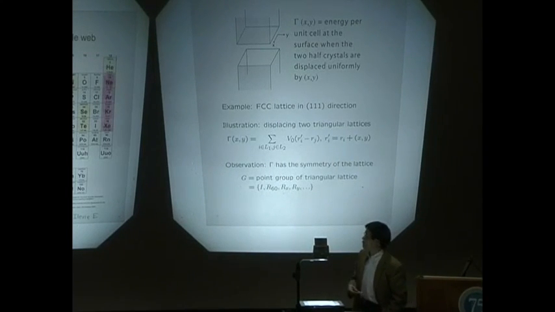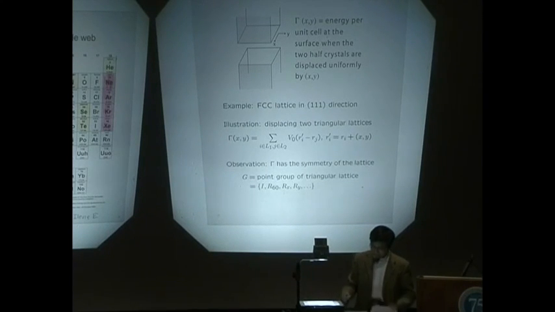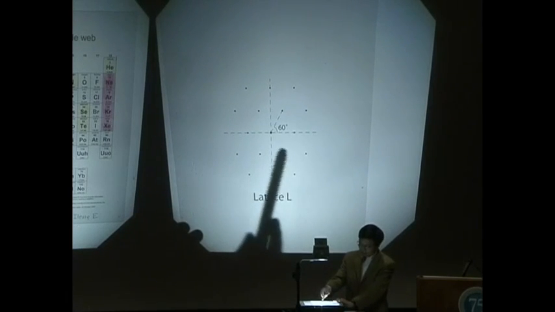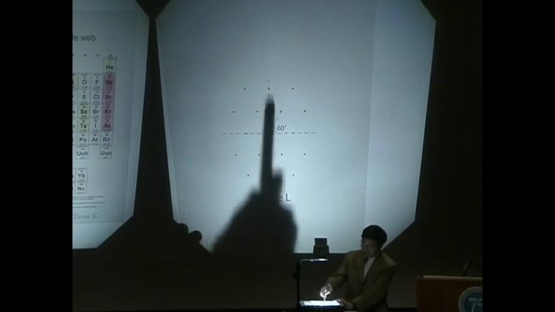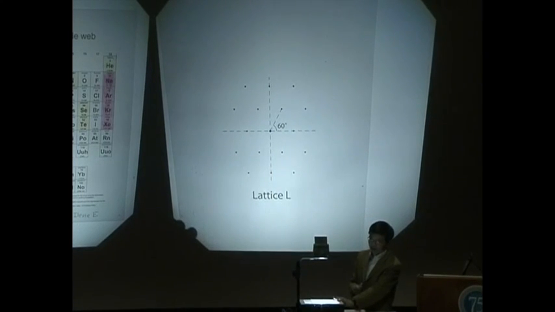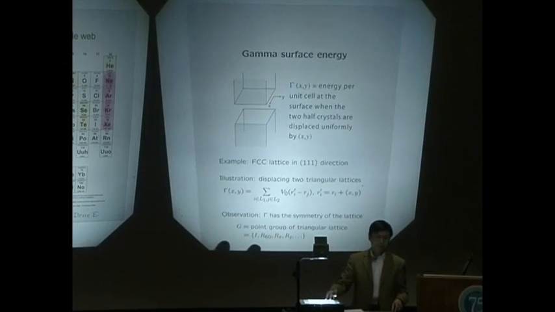Of course, a simple observation is that this function should inherit the symmetry of the lattice. In the case of the triangular lattice, the point group can be written down very simply. It's the symmetry group generated by these three elements: one is reflection with respect to this axis, one is reflection with respect to this axis, and one is rotation by 60 degrees. And this makes up a group of 24 elements. So gamma should have the symmetry of this group.